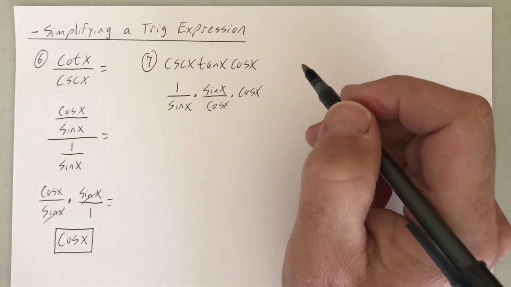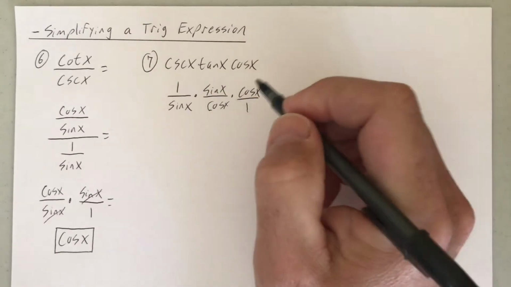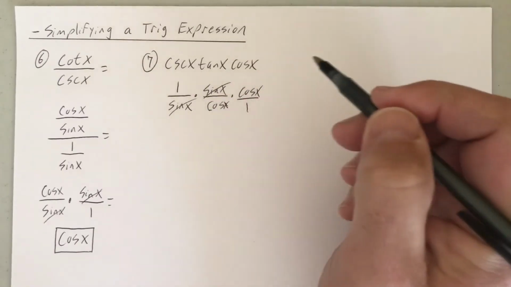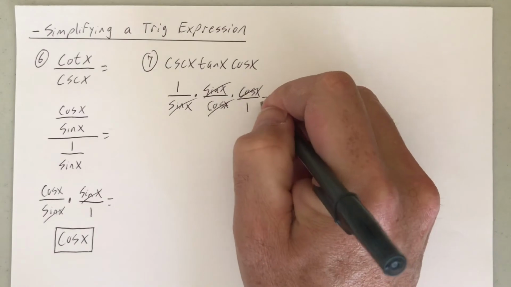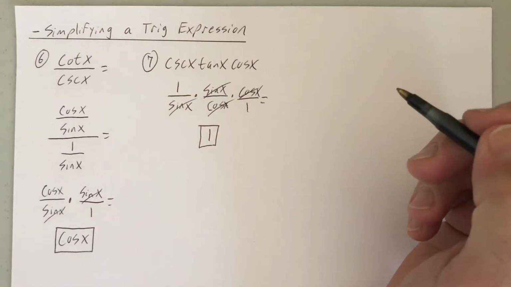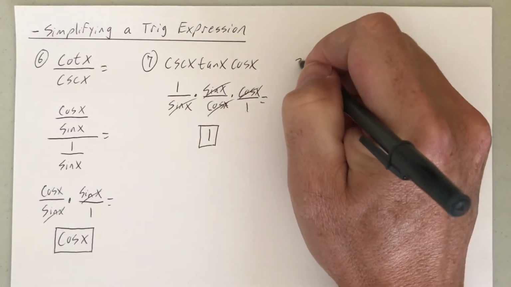So you could go ahead and multiply straight across here, or let's just go ahead and simplify. So I have a sine x in the top and the bottom here, and then I got a cosine x in the top and the bottom, which just leaves me with 1. So that whole expression is just equal to 1. All right, let's take a look at another one.